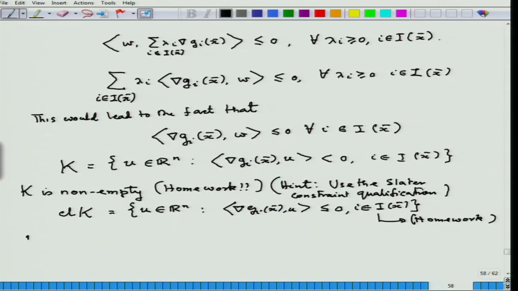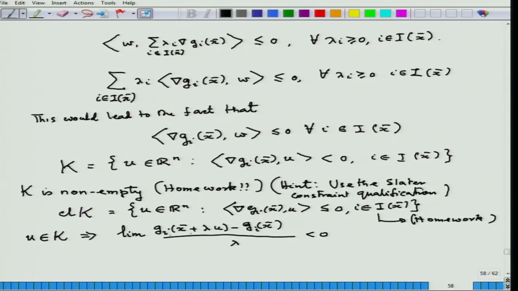So, if you have u in K, this would imply, by the very definition of the derivative and the use of Taylor's theorem, that I will have this for all i. This is the meaning of this statement, for all i belonging to I of x bar.